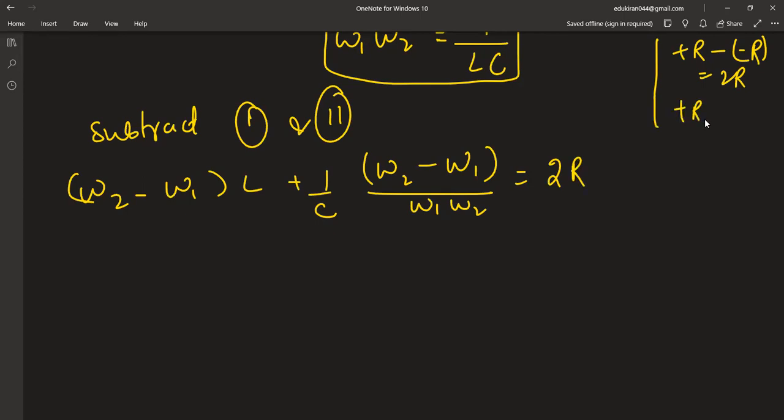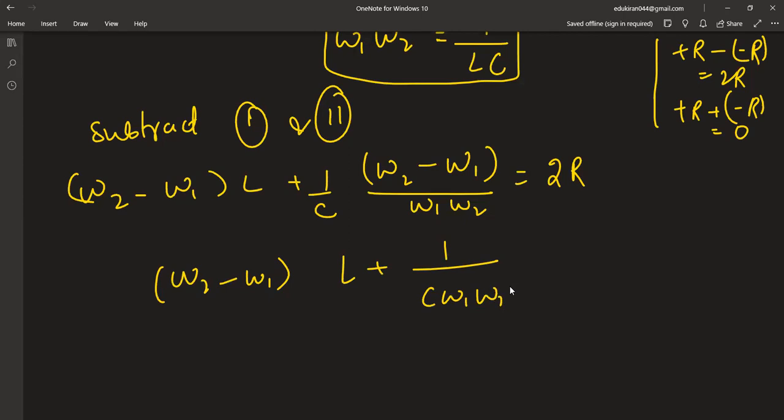Earlier it was plus R plus minus R. That was 0. In subtraction, this will be added, right? Because minus will become plus. I hope this is clear to you why it's 2R. Now look, what we can do is take omega 2 minus omega 1 common. So we'll be left with L plus 1 by C omega 1 into omega 2 is equal to 2R.